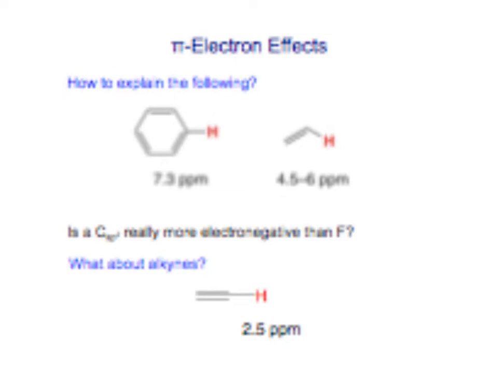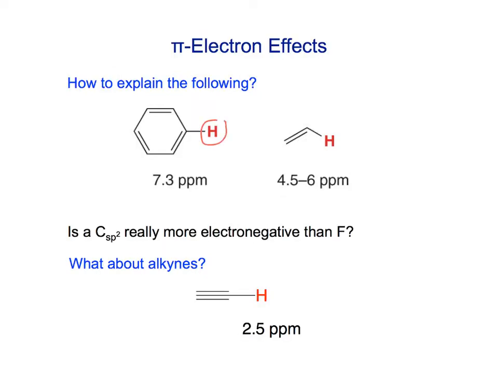So if we are thinking about electronegativity, though, let's look at these chemical shifts. Here's a proton on a benzene ring. Here's a proton on a double bond. Benzene chemical shift is 7.3. Chemical shifts for protons on double bonds have a range of 4.5 to 6. So these are very downfield shifts. These are more downfield than any of the shifts we saw, even next to fluorine. So does that really mean that an sp2 hybridized carbon is more electronegative than fluorine?